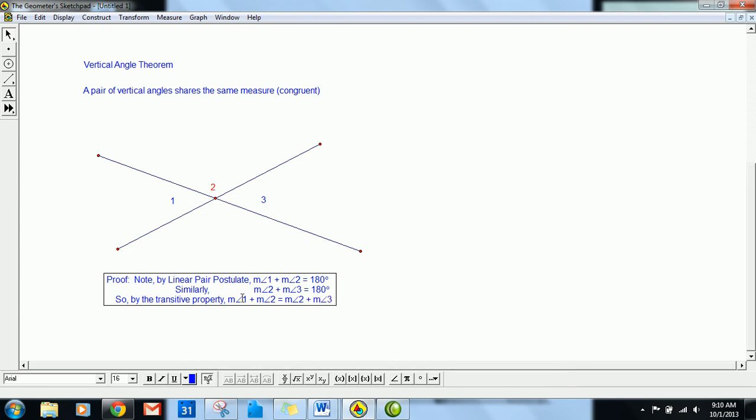All right? Because both 1 plus 2 and 2 plus 3 are equal to the same thing. They're both equal to 180. Remember, the transitive property says if any two things are equal to the same thing, then those two have to be equal. In this case, 1 and 2, 2 and 3. Now, what I'm going to end up doing is to show that angle 1 equals angle 3. Remember, that's what I'm trying to show, 1 equals 3.